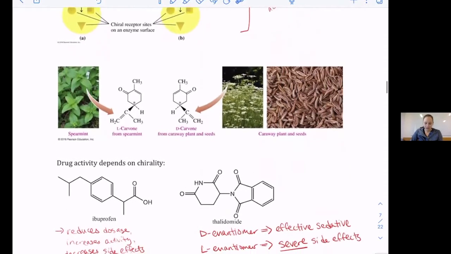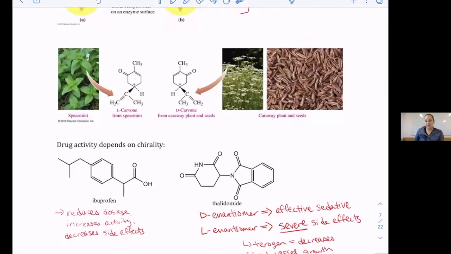Additionally, there could be differences in taste, for example. So these two molecules here are enantiomers of each other. They are chiral molecules. L-carvone is spearmint flavoring, or the kind of essential oil of spearmint. Whereas if you just switch this one chiral center to the enantiomer, then you have caraway. So caraway seeds, it's a completely different taste. Doesn't taste like mint at all, right? So just changing that one enantiomer changes how we taste those molecules as well.